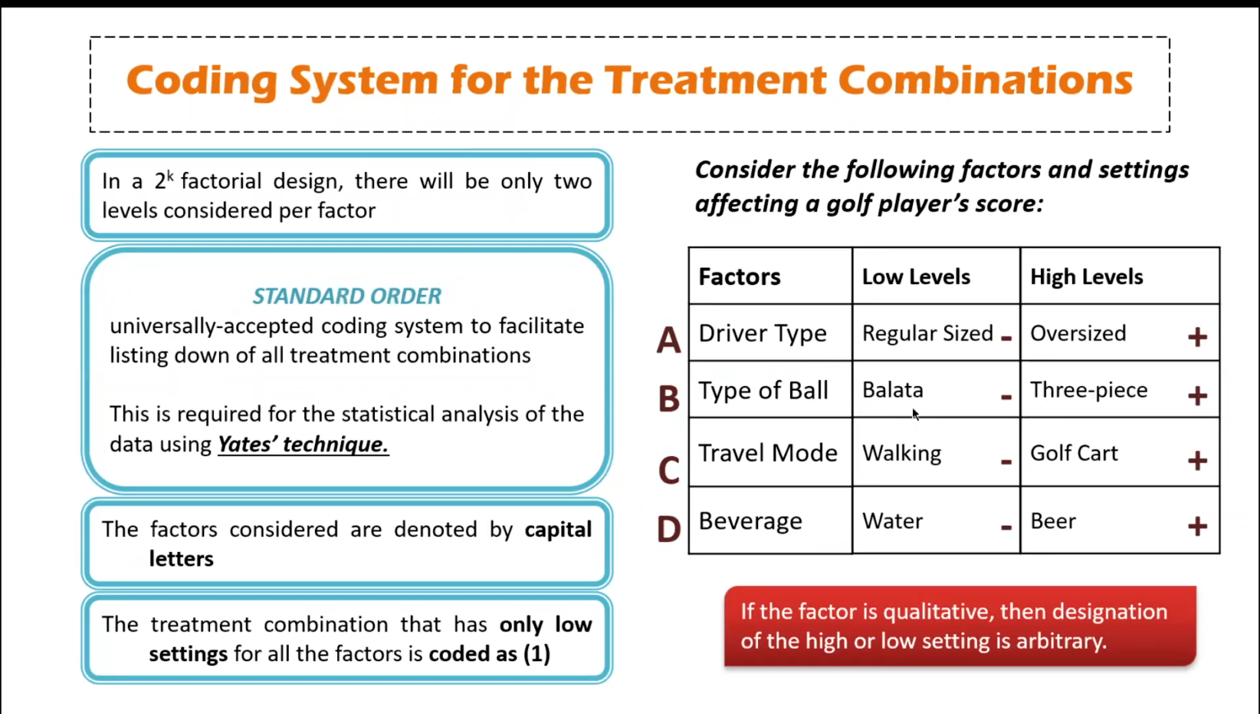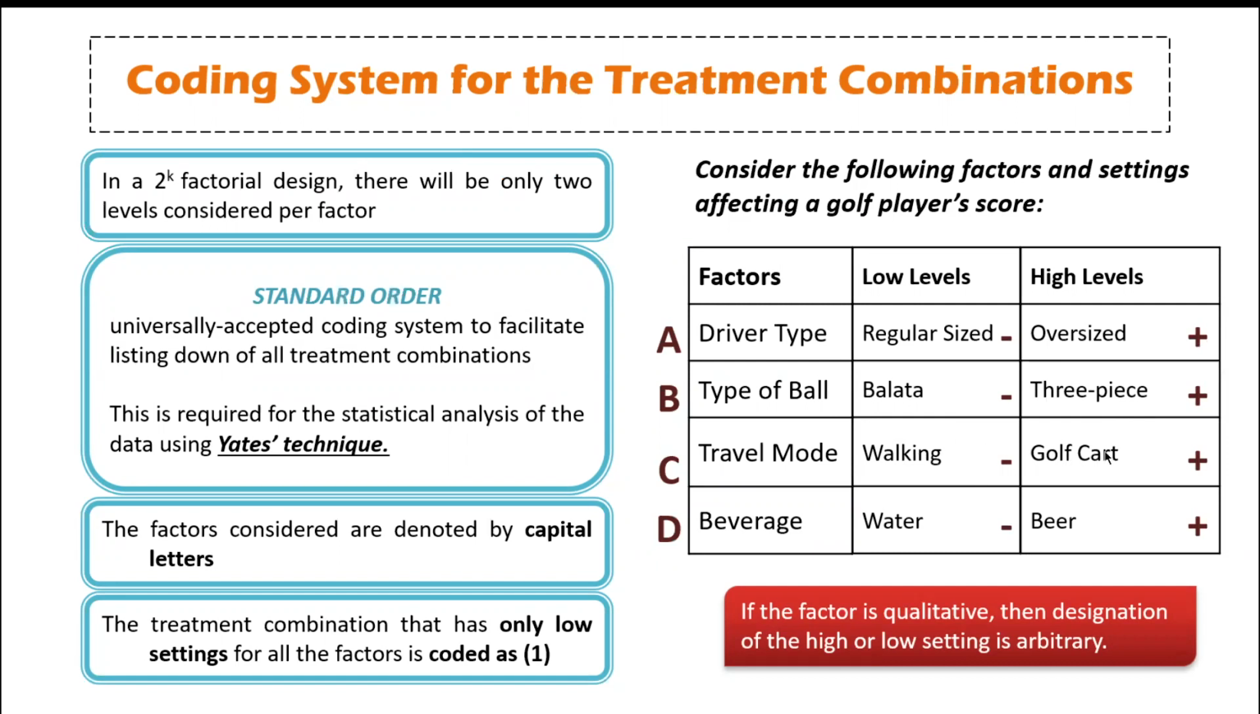Ito type of ball. Ito yung medyo arbitrary, no? So hindi ko actually alam yung balata and three-piece. Pero it could go either way, no? Ito naman travel mode, we can say low level yung walking kasi mabagal siya. Tapos golf cart is high level kasi mas mabilis. Pero again, arbitrary lang to.